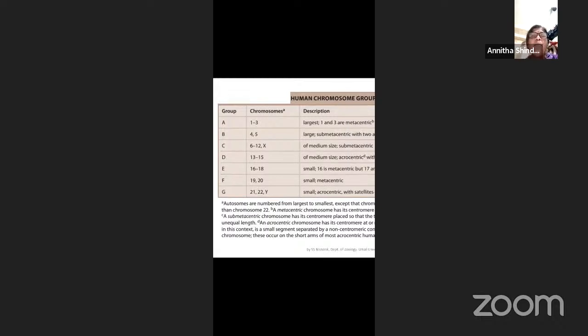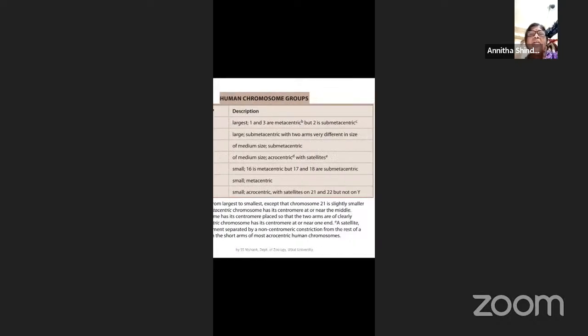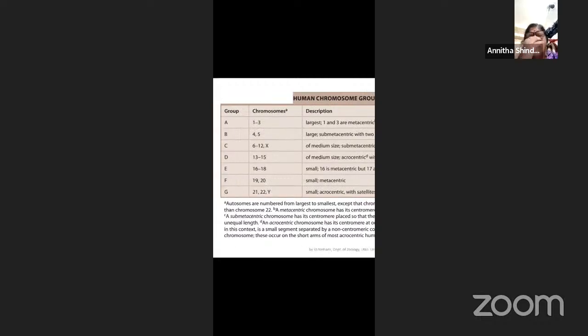Chromosome group A includes chromosomes 1 to 3, which are the largest chromosomes. 1 and 3 are metacentric and 2 is submetacentric. So like that they have arranged. This is done based on the karyotype study. Without karyotype and without preparing the chromosome plate, we cannot find out the shape of the chromosomes as well as their sizes. So to study the chromosomes, not only of humans but of any organism, you need to prepare a chromosome plate.